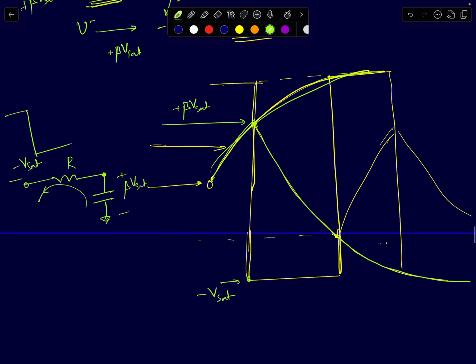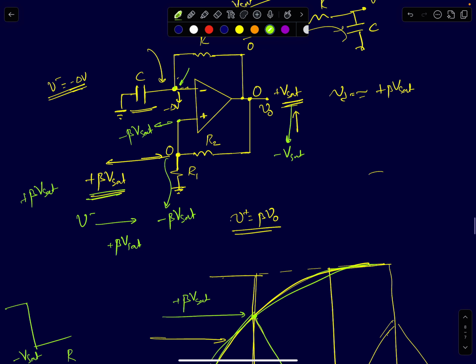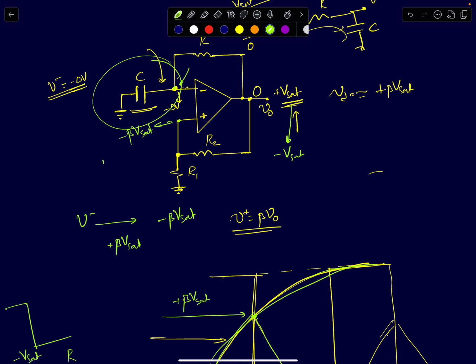But as the capacitor's voltage starts decreasing, now V minus is starting to decrease. So this node voltage here is now starting to decrease. The non-inverting node voltage V plus is right now at minus beta Vsat. Okay, V plus is a negative voltage to begin with. So V minus is at a positive voltage. So V plus minus V minus is at negative voltage. So therefore output will stay put at minus Vsat.